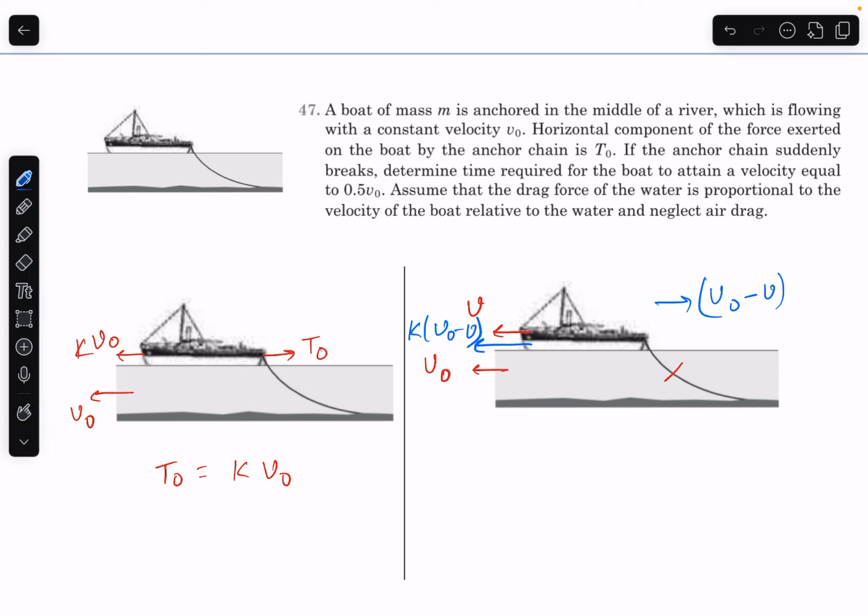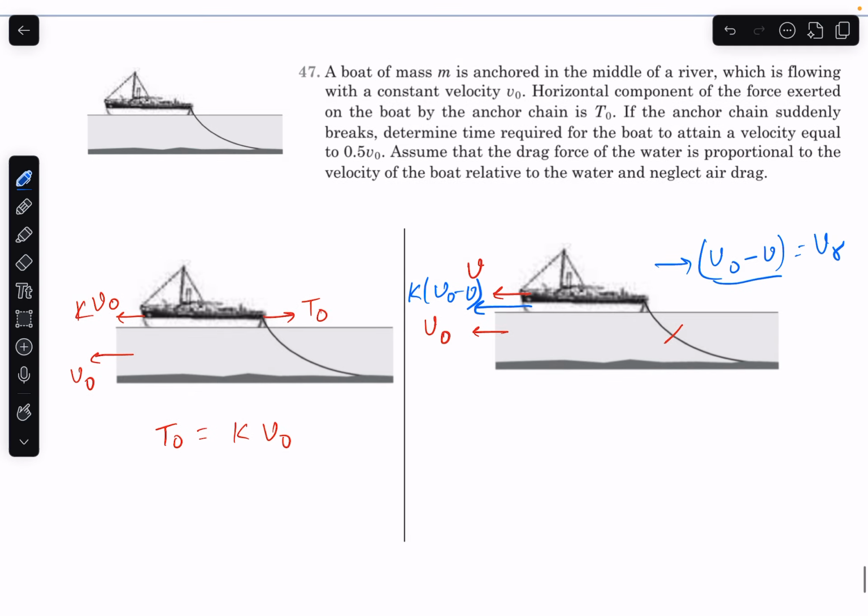So the relative velocity of the boat with respect to water is v naught minus v. Let us call it vr. This relative velocity will reduce with time, and after some time, since the drag force is continuously acting, v relative will become 0, and at that instant the boat will be moving along with the river with the same speed v naught. In that case, the relative velocity will become 0.